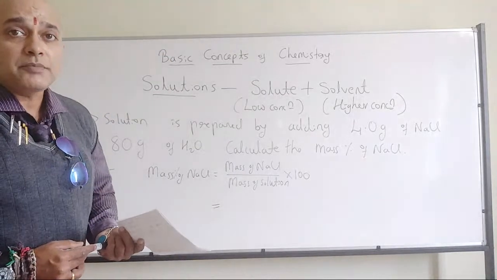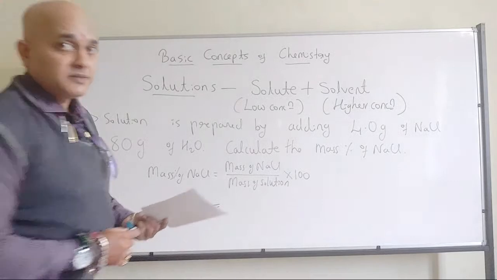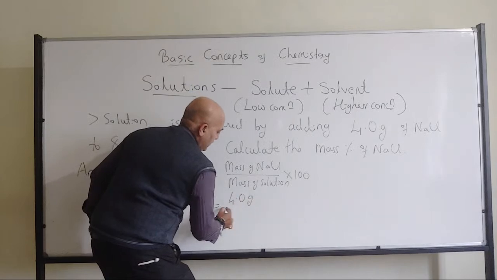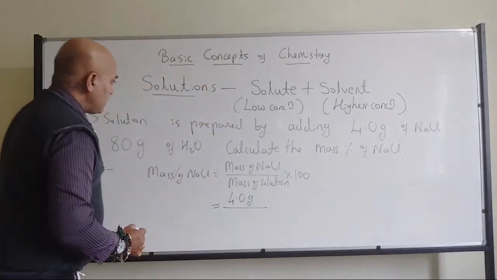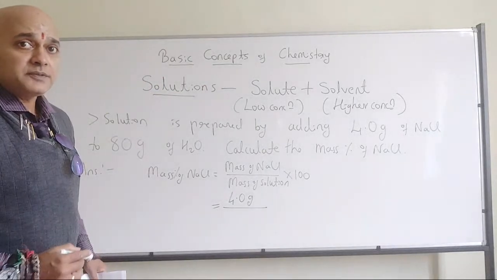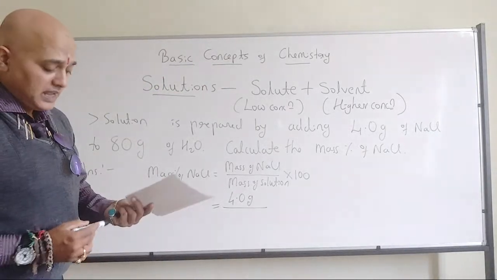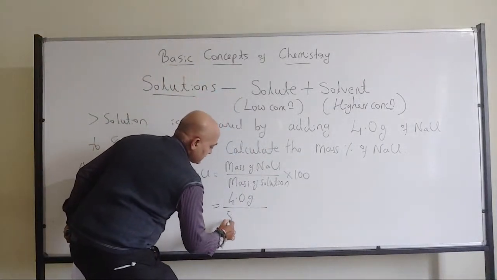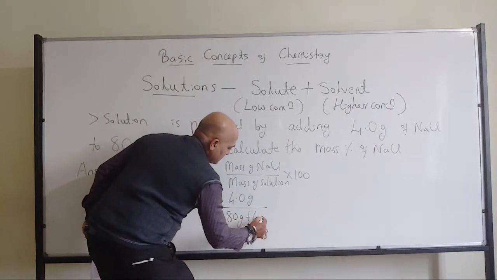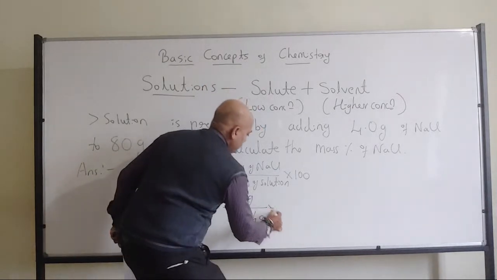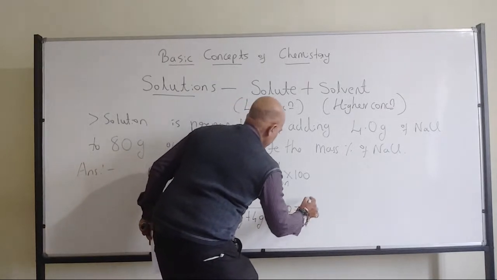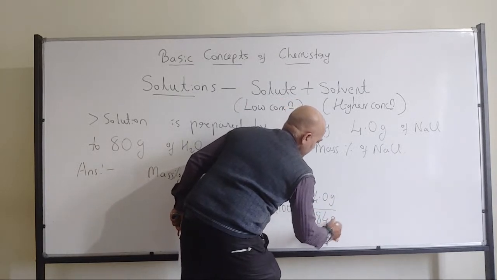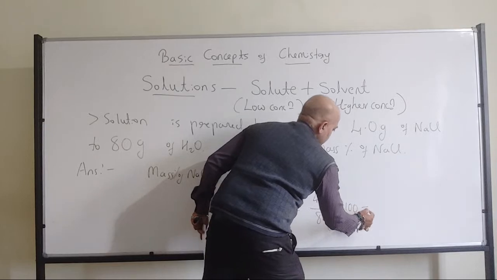Now, what is mass of NaCl? It is 4 gram. I think you people have taken molar mass. Why go for molar mass? Mass of NaCl is 4 gram divided by mass of solution. They have given 80 gram for water. Now we have to add 4 gram of NaCl: 80 gram plus 4 gram, multiplied by 100. That is nothing but 4 gram divided by 84 gram into 100.